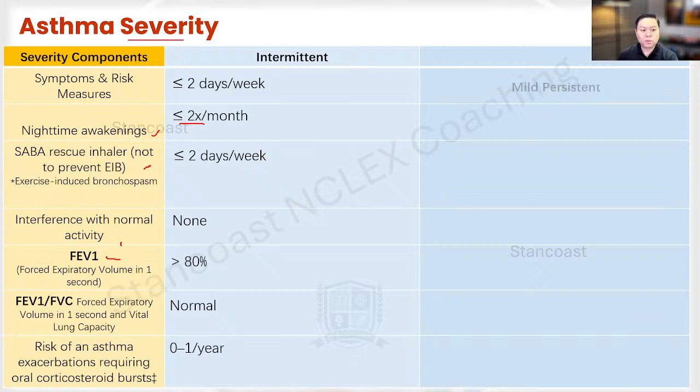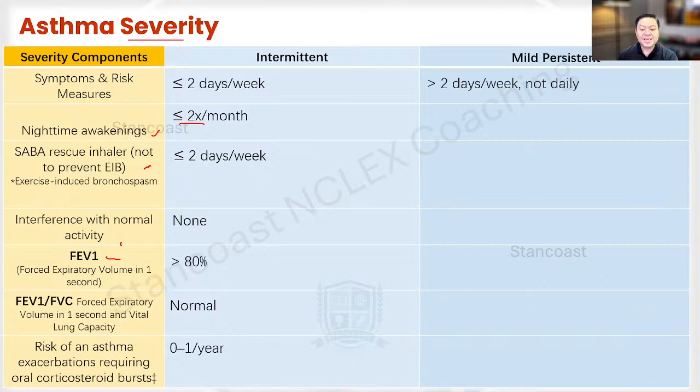Now let's move forward with the mild persistent type of asthma. So here, this means that the symptoms are starting to show up more often, but they're still manageable. Okay, so they now have more symptoms. And so in a week's time, they're going to have at least 2 days of the appearance of the symptoms. They're not going to experience it at daily frequency, but just twice a week.